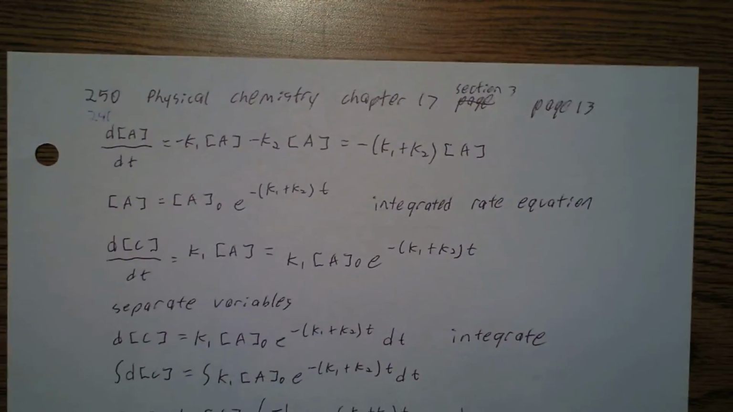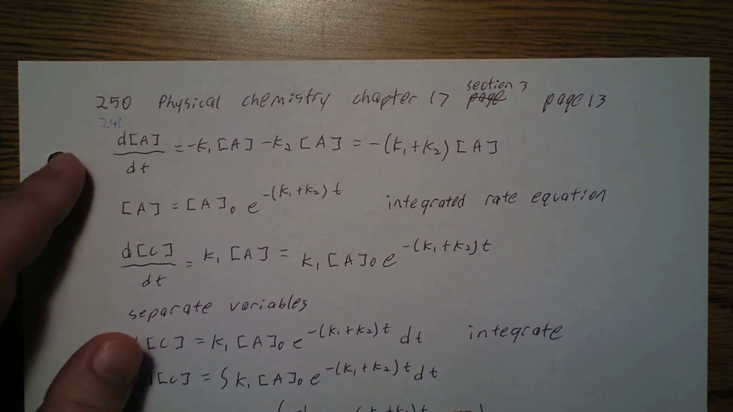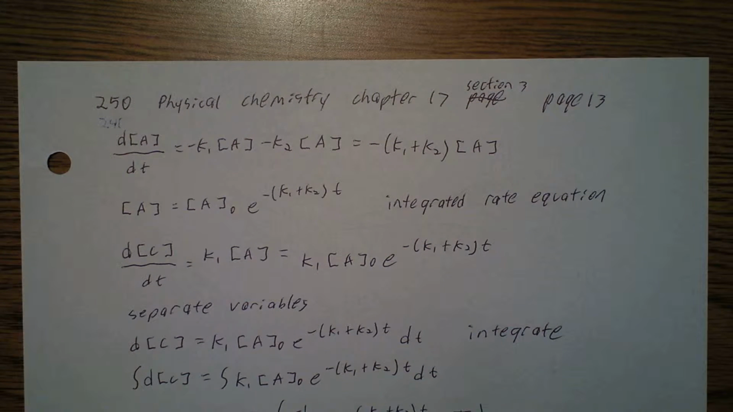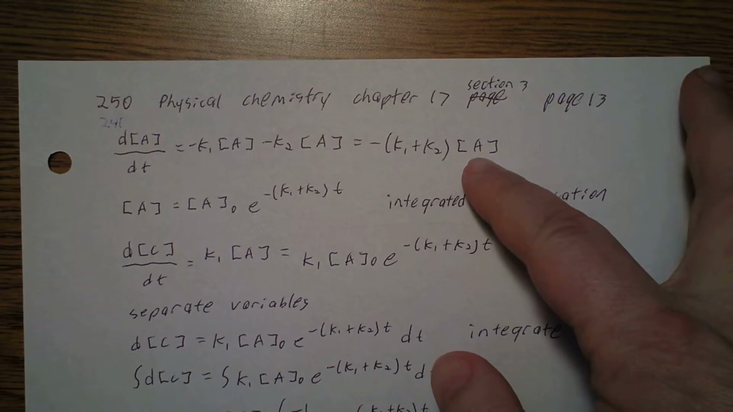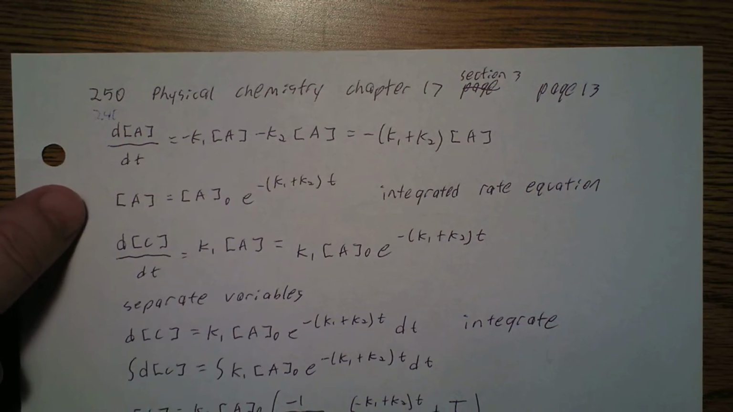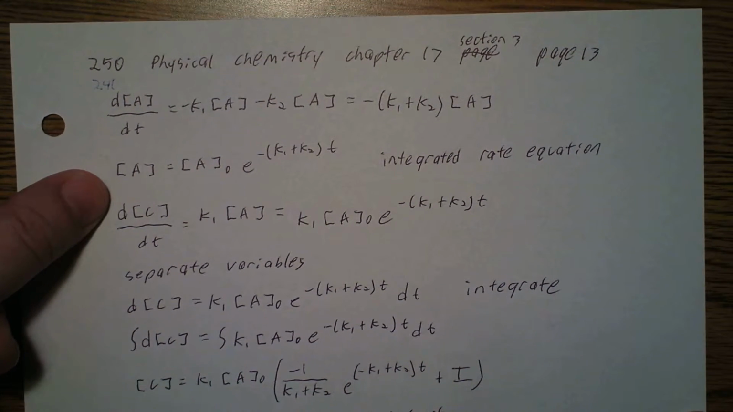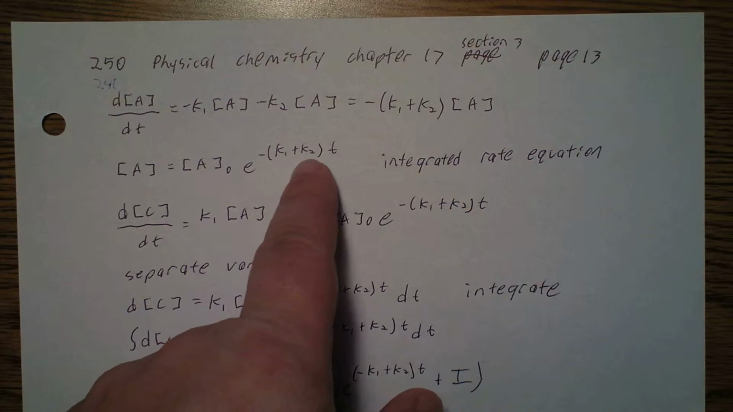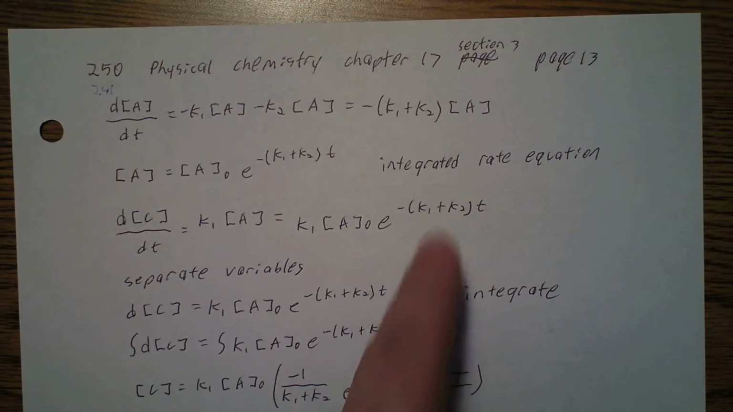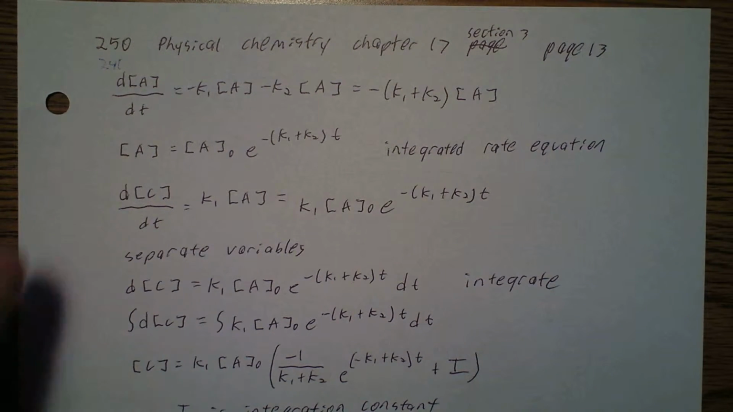So we have the derivative of the concentration of A with respect to time. It's going to be equal to minus K1 times the concentration of A minus K2 times the concentration of A. And that's going to be equal to minus (K1 plus K2) times the concentration of A. So now we're going to have A equal to A naught times e to the minus (K1 plus K2) times T. And that's going to be the integrated rate equation.